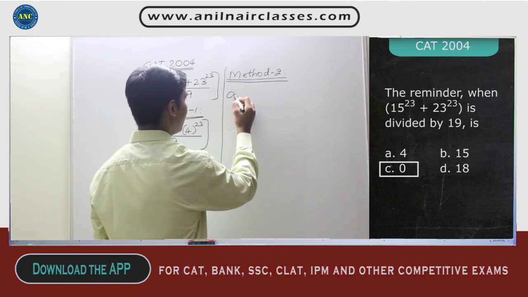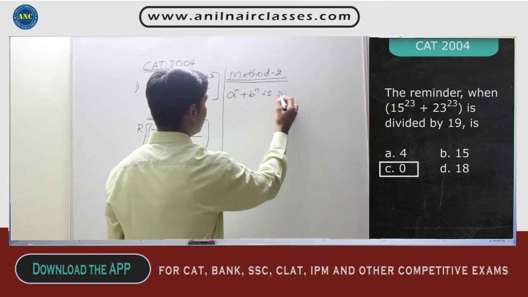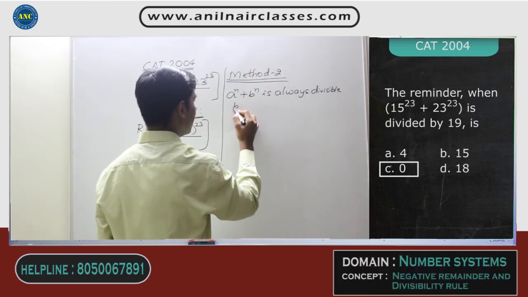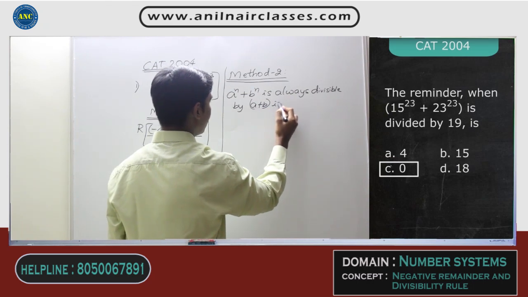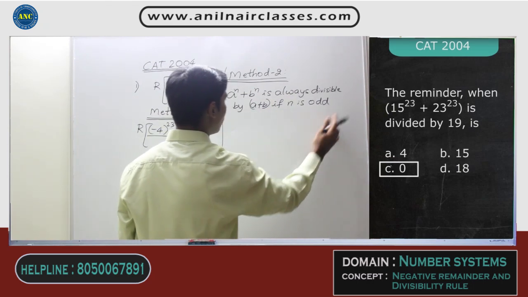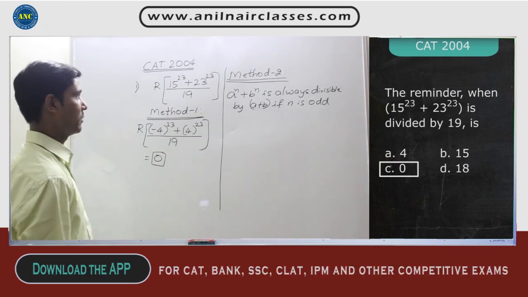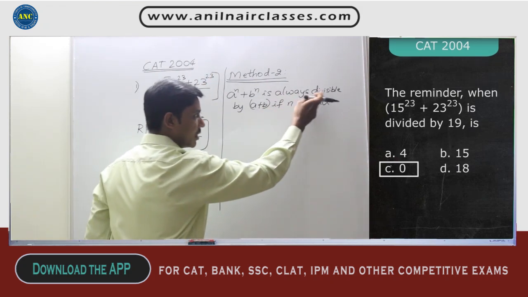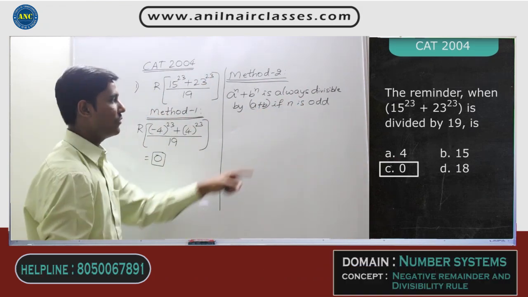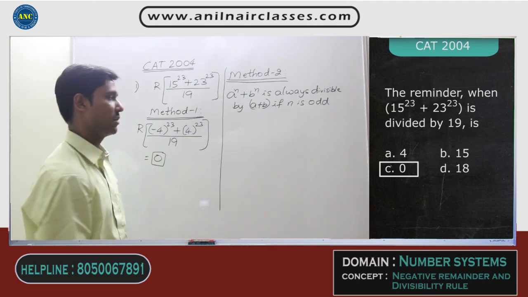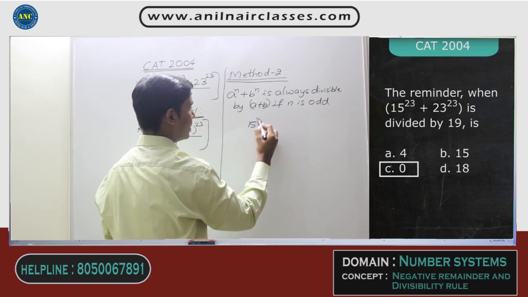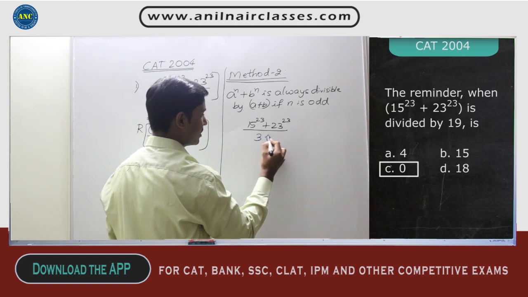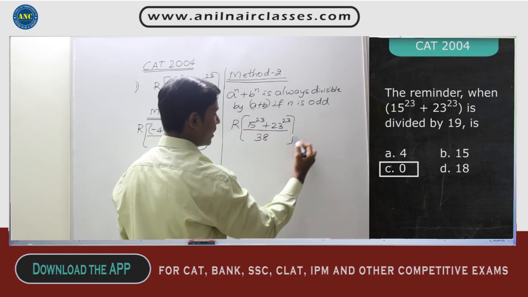Now, a power n plus b power n is always divisible by a plus b if n is odd. That means 15 power 23 plus 23 power 23 is always divisible by 15 plus 23 if n is odd. Yes, n is an odd number, 23 is an odd number. That means this number is always divisible by 15 plus 23, 38. That means the remainder when this is divided by 38 is 0.